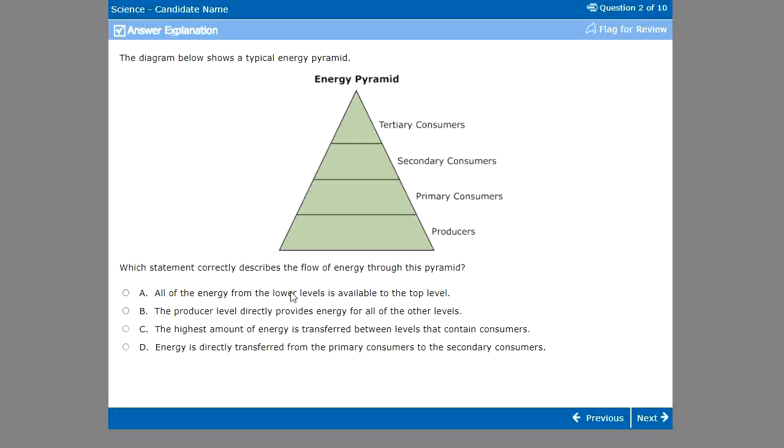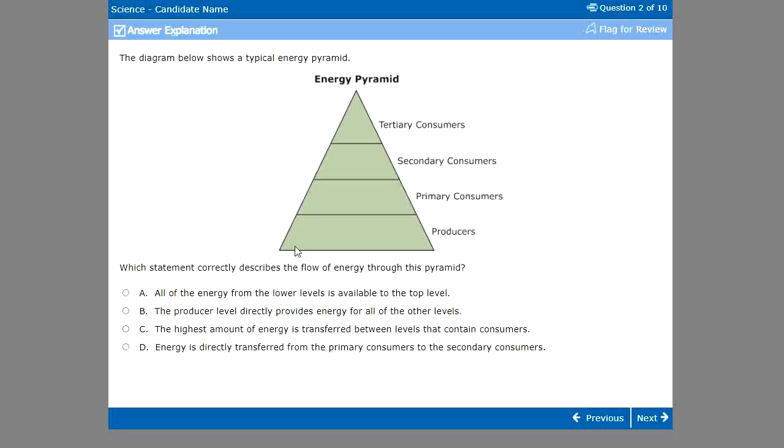All of the energy from the lower levels is available at the top level. We can exclude that. No, just said the size of the part of the pyramid is equivalent or relates to the amount of energy available. So producers have a lot larger fraction of the energy available compared to the tertiary consumers. The producer level directly provides energy for all of the other levels. Not directly, but indirectly. So directly it provides only energy to the primary consumers. Secondary consumers feed on primary consumers, so we can exclude the second answer. The highest amount of energy is transferred between levels that contain consumers.